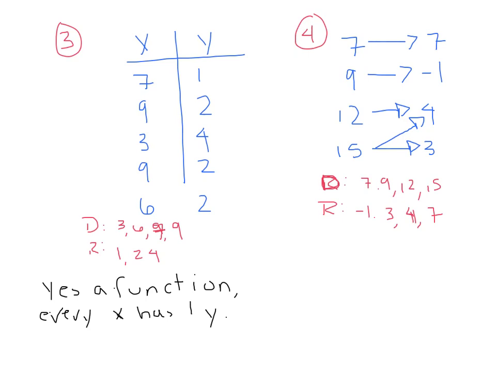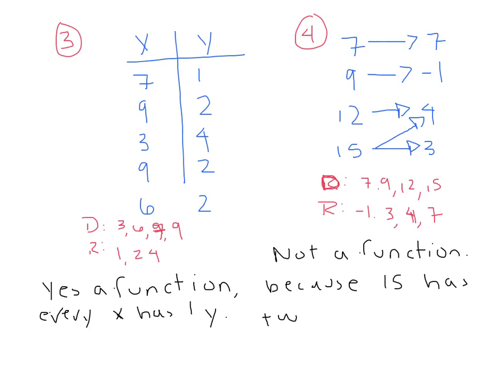We should have said, no, this is not a function. And here's why. We have 7 going to 7, 9 going to -1, 12 going to 4, and then 15 is going to 4 and 3. The person 15 cannot be in both places 4 and 3 at the same time. You can't have one input that gives you two different outputs. So this is not a function, because 15 has two y or range values.